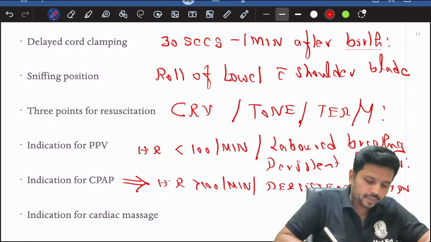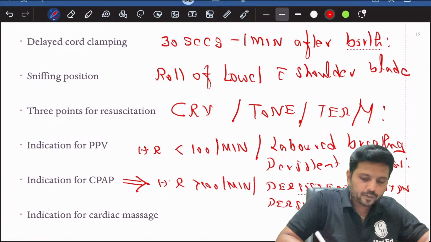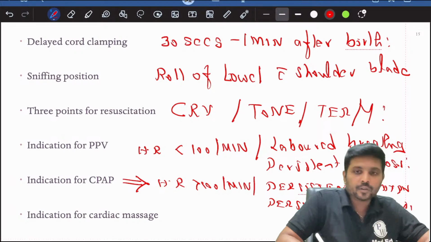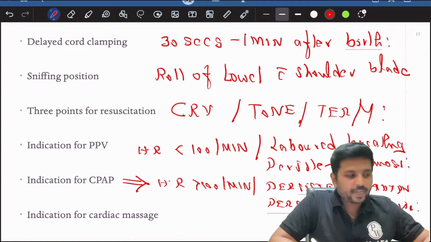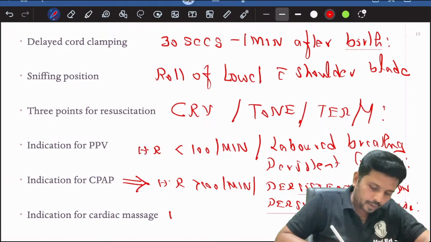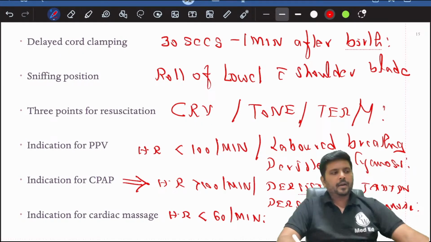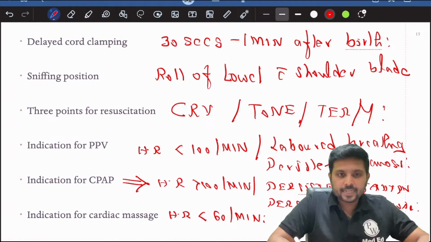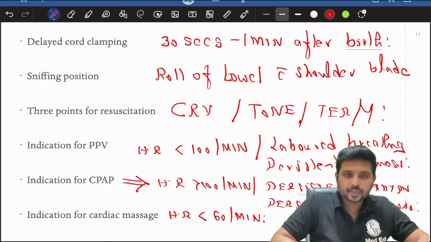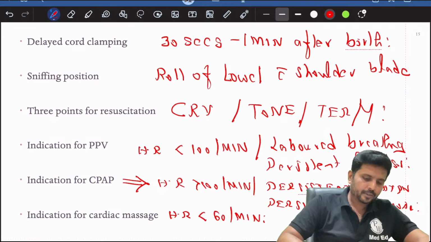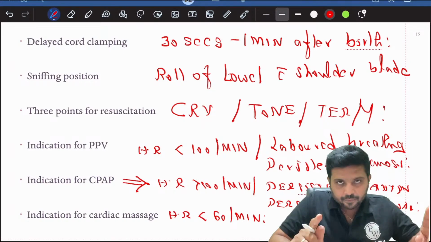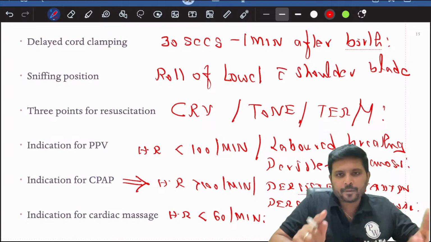As well as persistent cyanosis, but heart rate should be more than 100 per minute. Cardiac massage: what is the indication for cardiac massage? Heart rate less than 60 per minute is the indication for cardiac massage. Heart rate less than 100 per minute is the indication for bag and mask ventilation or positive pressure ventilation.